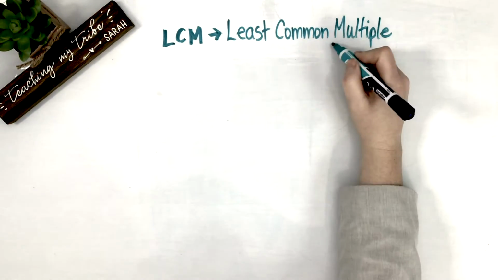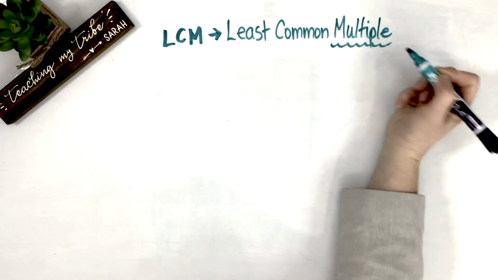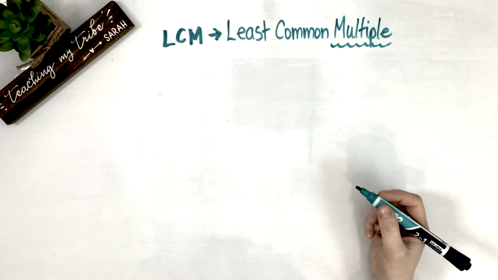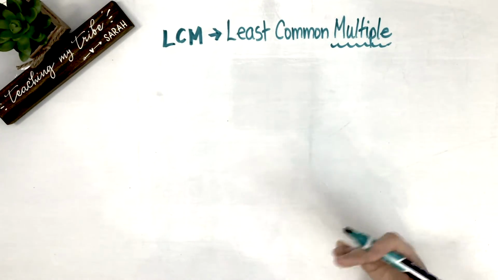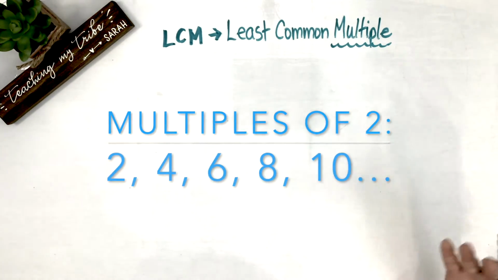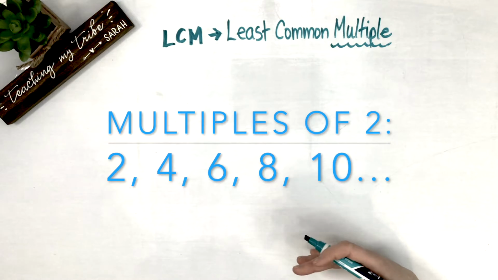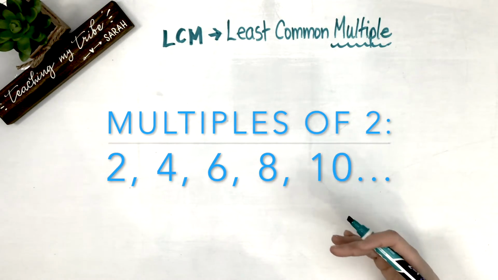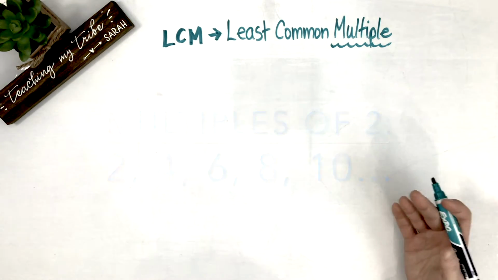What is a multiple? Sometimes we mix up multiples and factors. A multiple is simply when you count by a number. So the multiples of 2 are 2, 4, 6, 8, 10, and they go on and on forever. Multiples of 5: 5, 10, 15, 20, 25, 30, and it goes on and on forever.